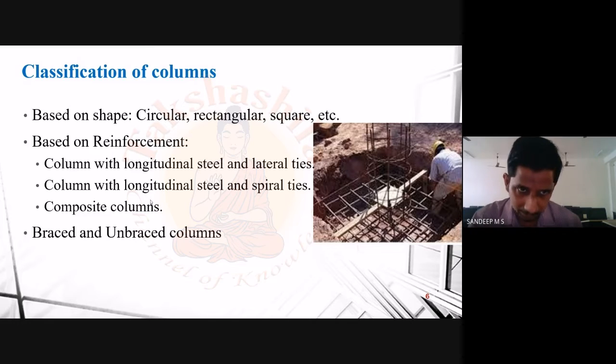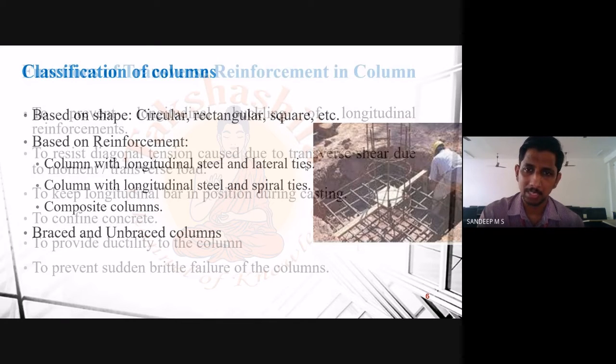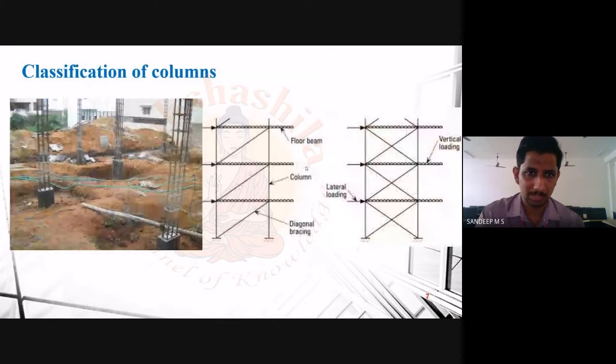So let's see that. Columns with longitudinal steels and lateral ties. That is the normal column that we usually see. We have already seen. Yeah, here we have that. So if you see this column, you have the lateral ties here. Okay, we have the lateral ties here. So this is one type of column.